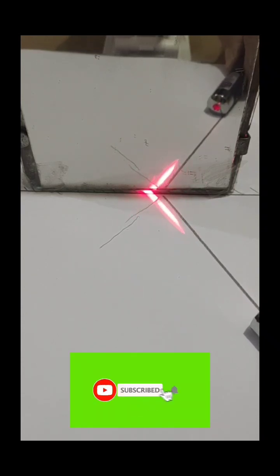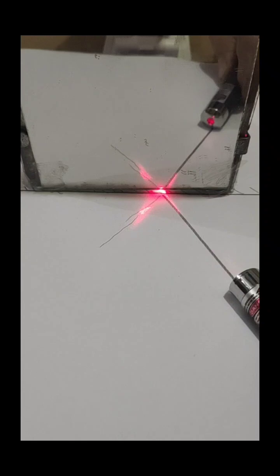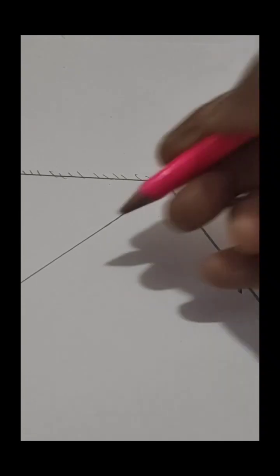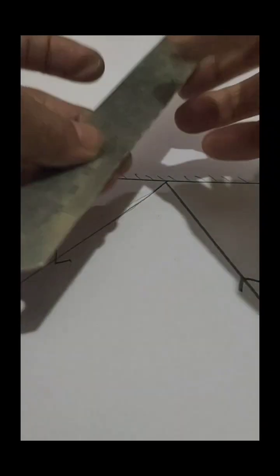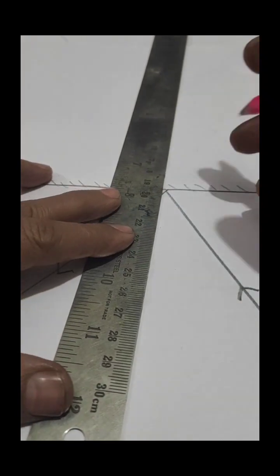Now this will be the incident ray. This will be the light which is bouncing back on the same side, the reflected ray. Now we will draw a straight line which will represent the reflected laser light. So this line will represent the incident ray and the other one the reflected ray.